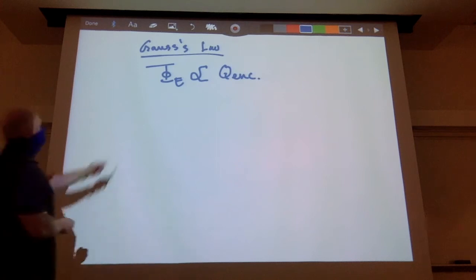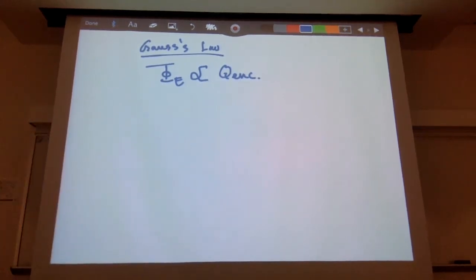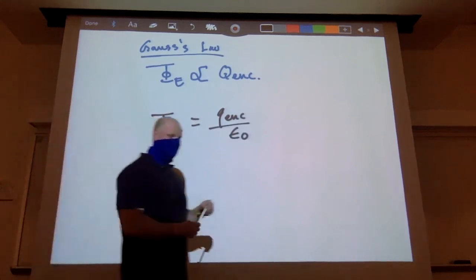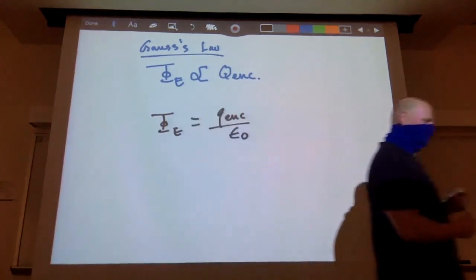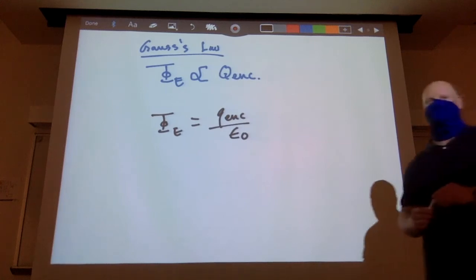Now, to make sure that the units on this side are exactly equal to the units on this side, what we have to do is put in a constant. That constant, for little q instead of capital Q, is epsilon naught. So what Gauss's law says is that the total amount of flux through any surface is equal to the amount of charge enclosed divided by epsilon naught.